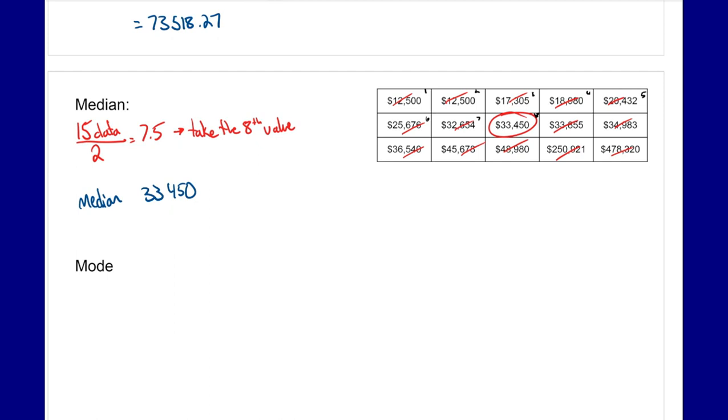The mode, again, is probably the easiest one to find. Remember, the mode is the one that is most occurring. So if we go through and look at all of our values, it's a little bit easier when it's all ordered. We can see that 12,500 is the most occurring.